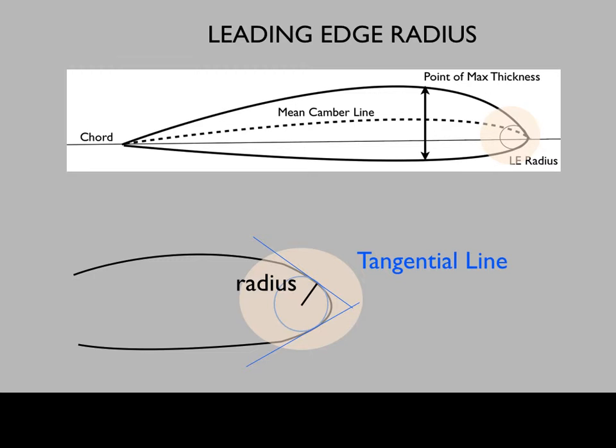Let's not ponder too much over the exact definition. It's just sufficient to understand for us that the leading edge shape, the curvature, if you were to draw a circle which will touch the tangent points of the upper and the lower surface, the radius of that particular circle is called the leading edge radius.